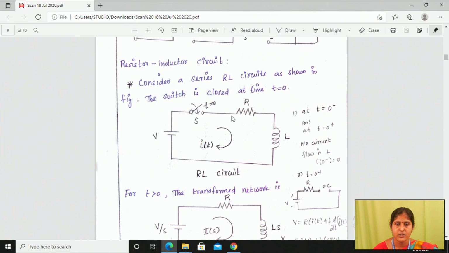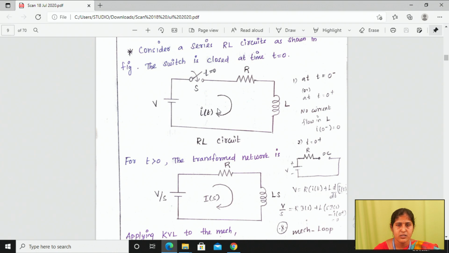So we are going to analyze the resistance inductance circuit. In this circuit the resistance and inductance are connected in series. Why do we connect the resistance and inductance in series? Because in our unit 1 we are going to analyze the series network circuit.